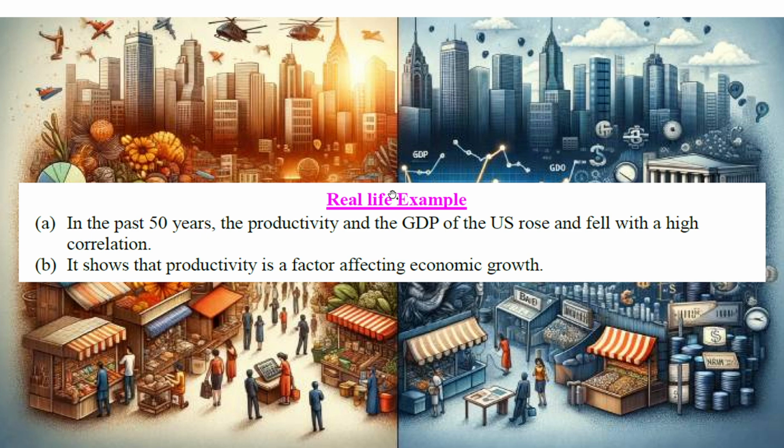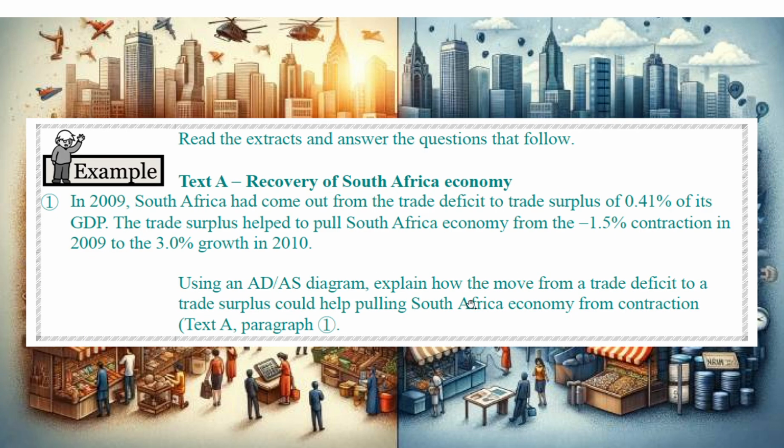Real life example, okay. In the past 50 years, the productivity and the GDP of the US rose and fell with a high correlation, okay. So it shows that productivity is a factor affecting economic growth, okay. Productivity.